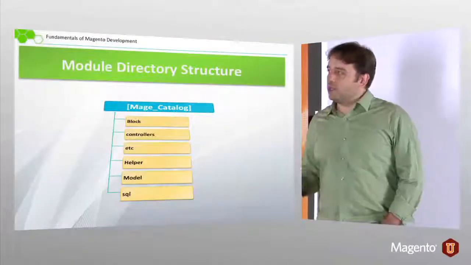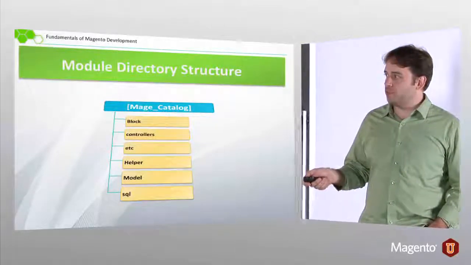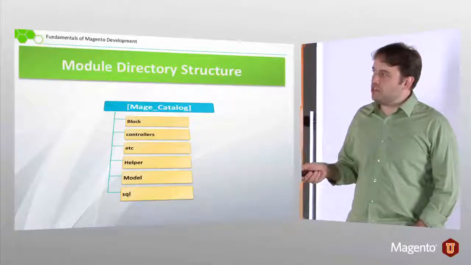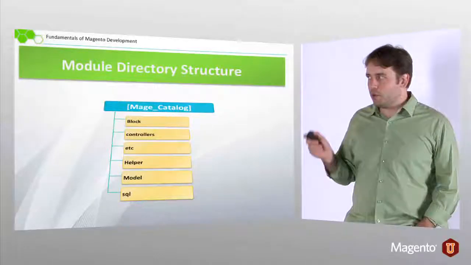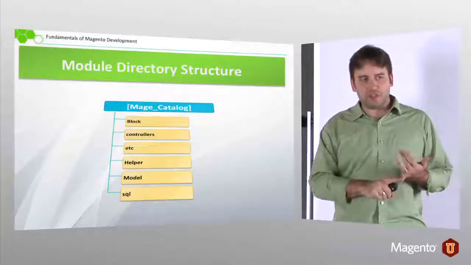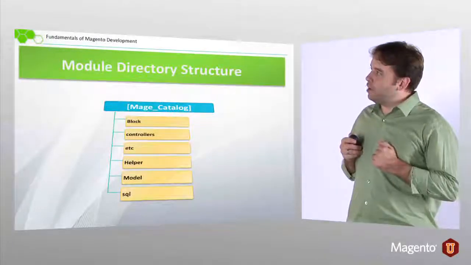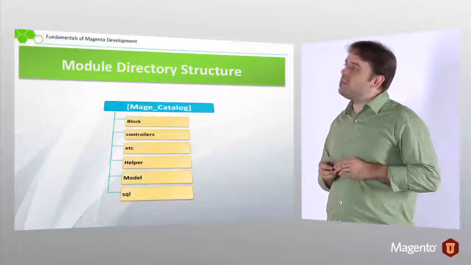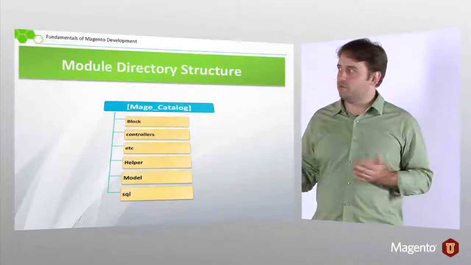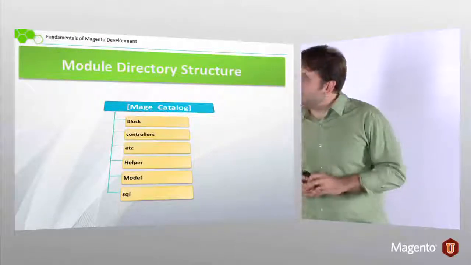When you're configuring your module, you specify a path that will get you to block, helper, and model. It's possible to change these easily in your configuration, but I always recommend that you use block, helper, and model simply because that's what Magento does, and that's what other developers will expect that you've done. The very simplest module that you could have would only contain an etc folder with a configuration file in it, config.xml.